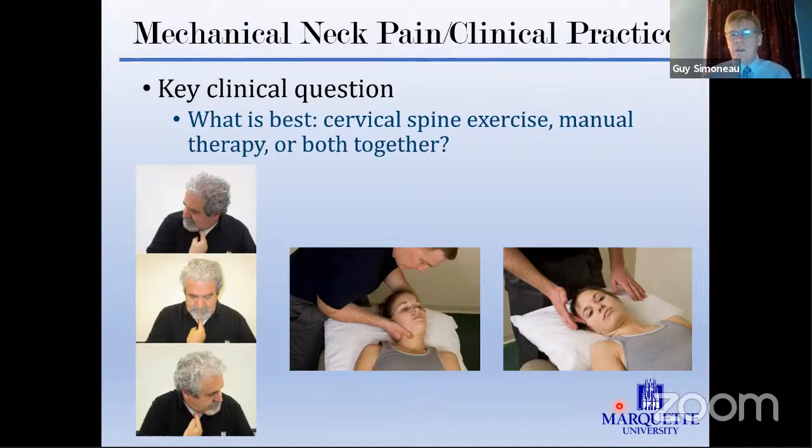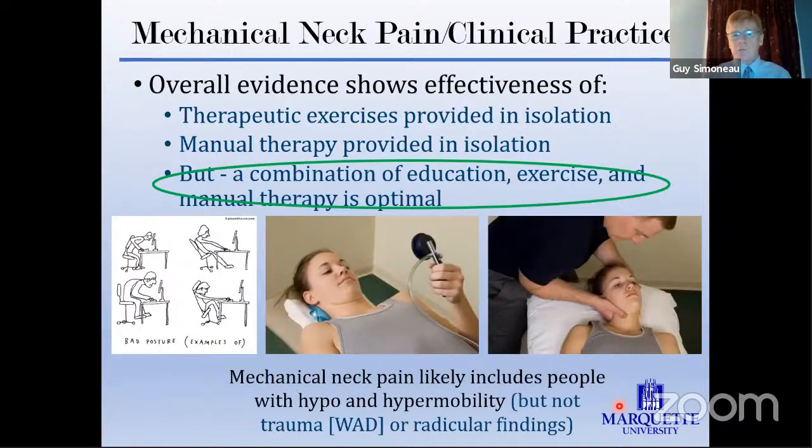So a key clinical question here is: what is best? Exercise, manual therapy, or both together. There have been literature reviews on this that show that if you just do therapeutic exercise because you're not very skilled with manual therapy, you're probably going to be okay. It's probably going to be useful for your patient. If you have patients who don't like to do exercise, so they come in, you do your manual therapy, and you know they're not going to do any of their exercises, it's also probably going to be okay. You're probably going to be fine and get some success with that. But clearly the combination of education, exercise, and manual therapy is best if you can do that.